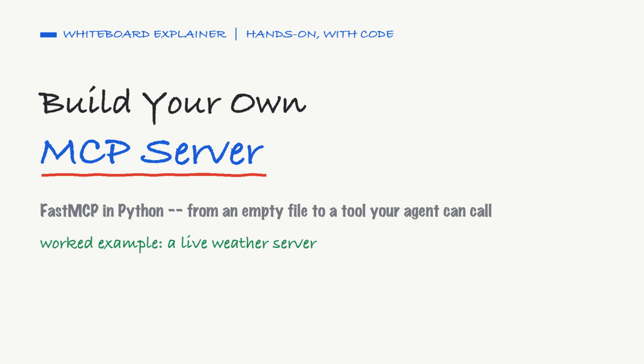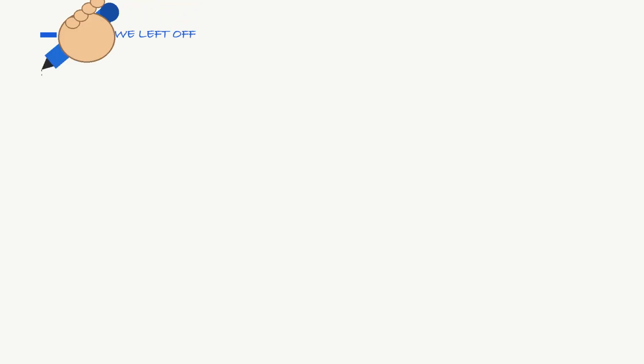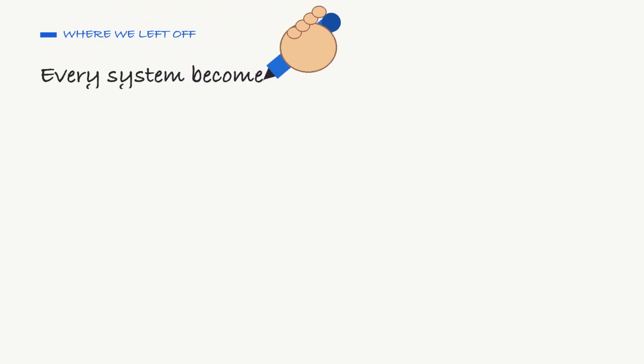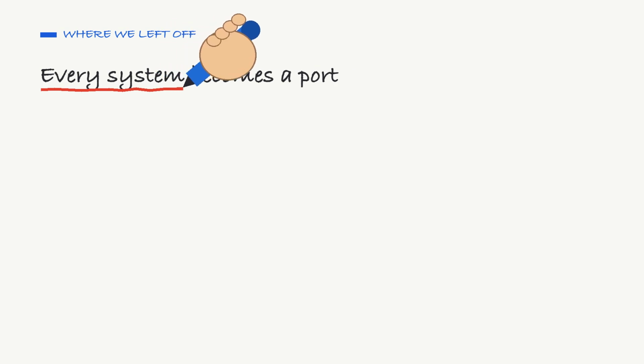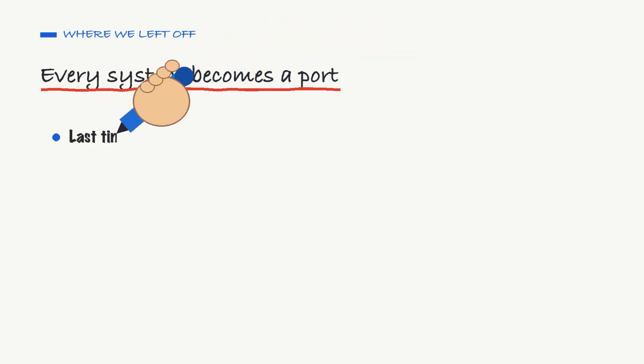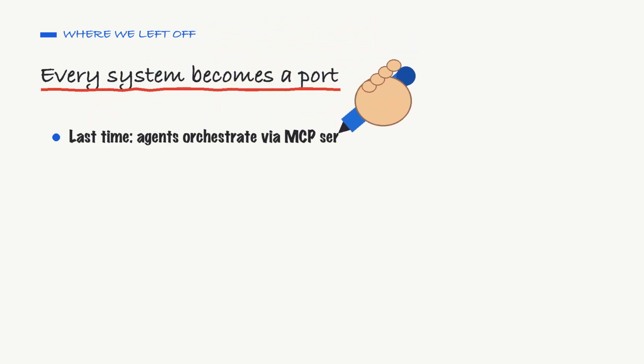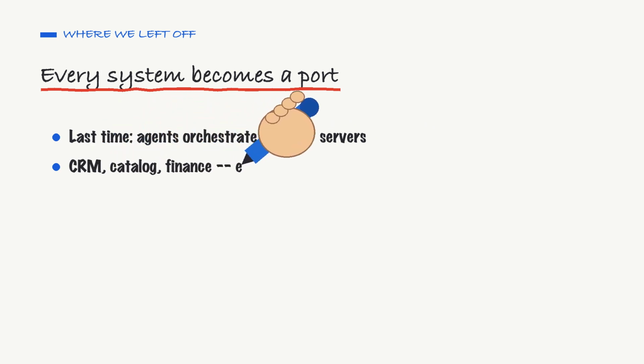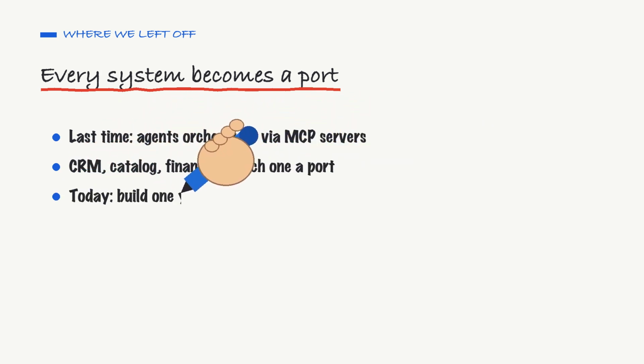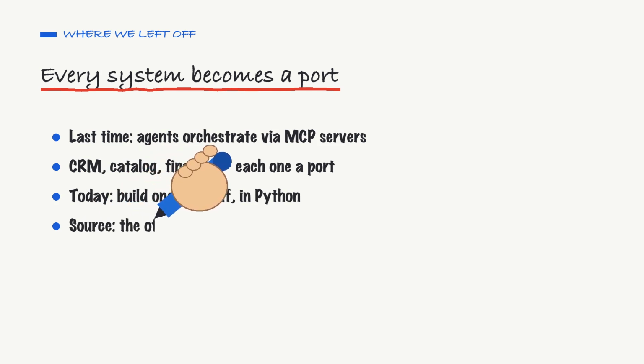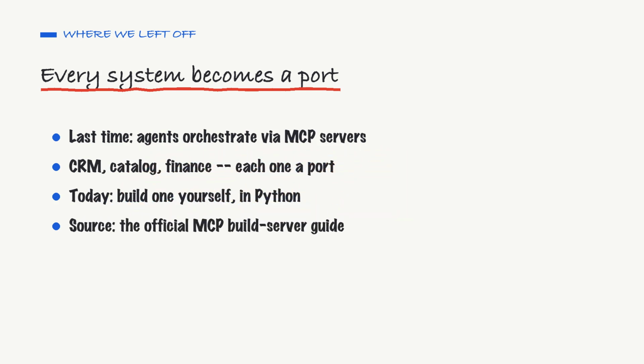Let's draw it out. Quick recap of the promise. When agents run a workflow, every system they touch, the CRM, the catalog, finance, gets wrapped as an MCP server so any agent can plug in. Today, we keep that promise. We'll follow the official Model Context Protocol guide, the build server tutorial, and write one of those servers ourselves, from an empty file to a working tool.